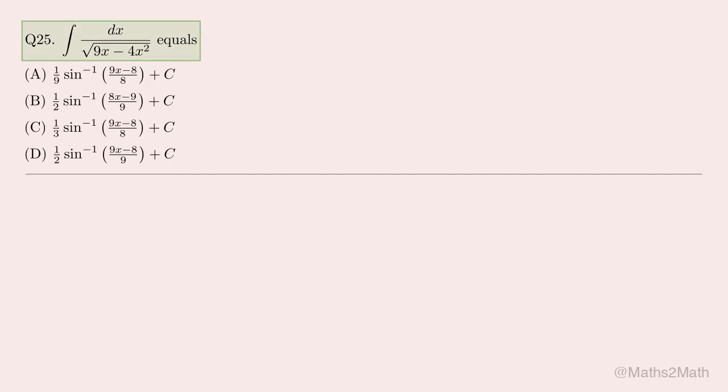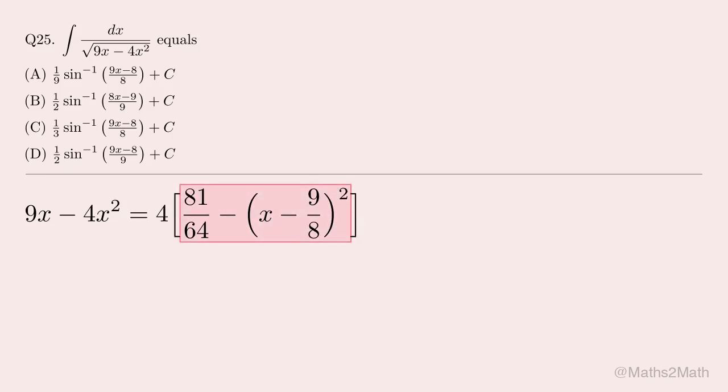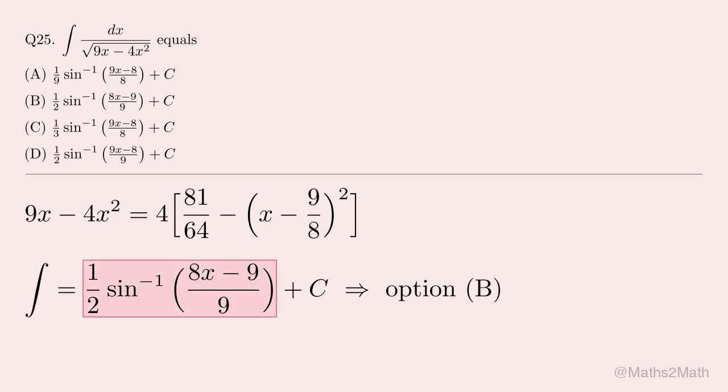Question 25, the final one, multiple choice. Factor 4 out and complete the square. An inverse sine with fractions of eighths. Factoring 4, the root becomes 2 times the root of 81 over 64 minus x minus 9/8 squared. So the integral is half the inverse sine of 8x minus 9 over 9. Option B.